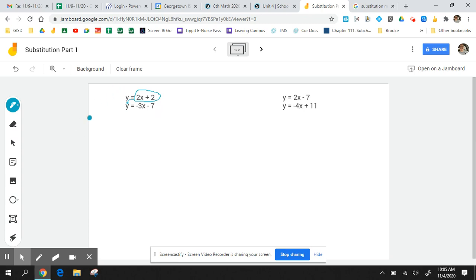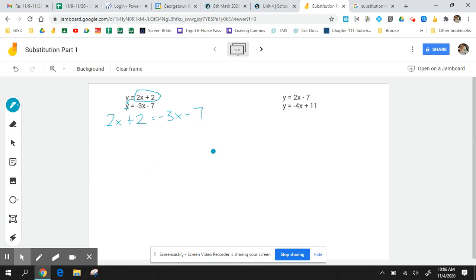Because if you think about the first equation, y equals all of this, which is the 2x plus 2. And we're going to substitute it in, or plug it in, where that y value is in the second equation. So what does that look like? It says 2x plus 2 is where this y was, okay? And it equals negative 3x minus 7. Doesn't that look familiar?